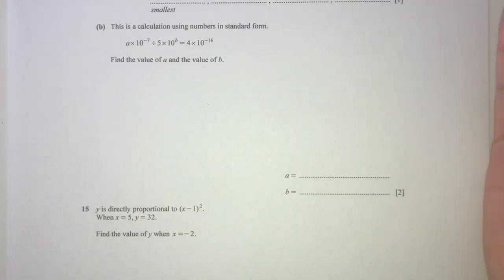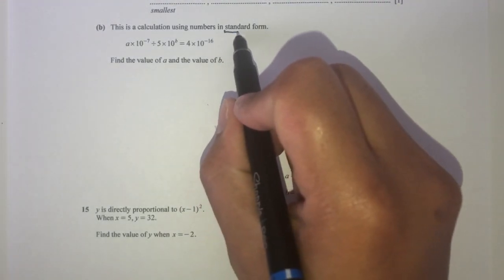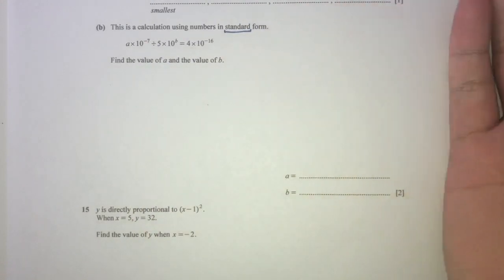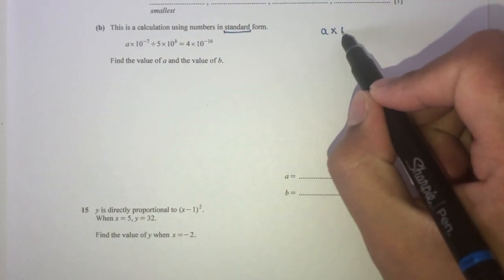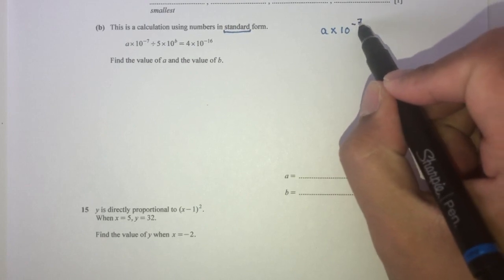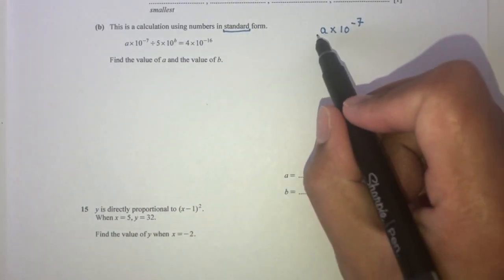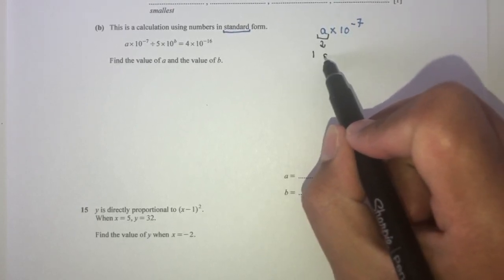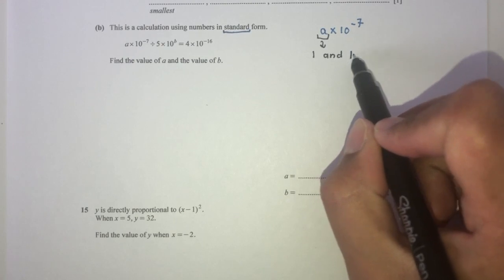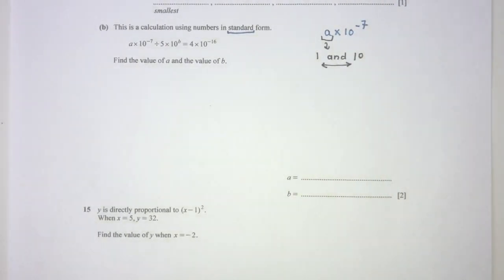This is the main part of the question. We have to acknowledge the fact that this number was expressed in standard form. For example, here you have a times 10 power minus 7. If it is in standard form, this number right here is between the value of 1 and the value of 10. It cannot be outside of this range. That's what it means to be in standard form in simple terms.